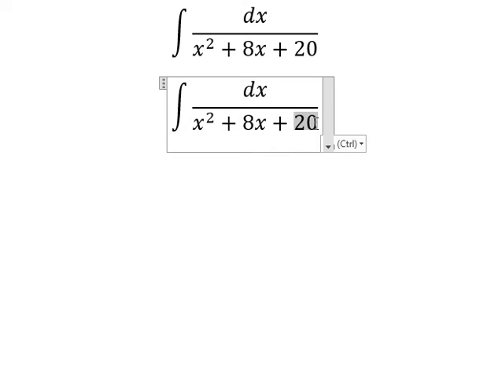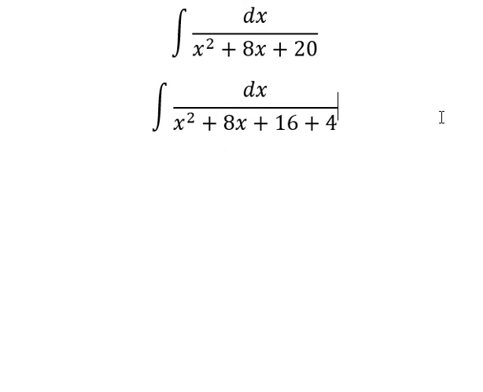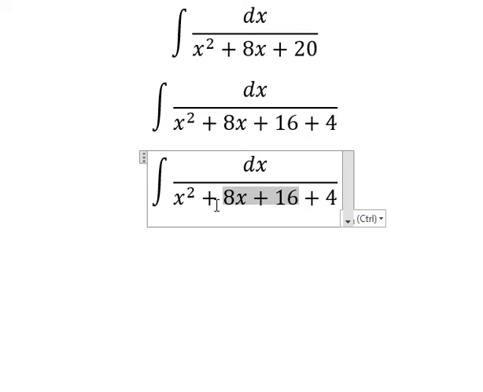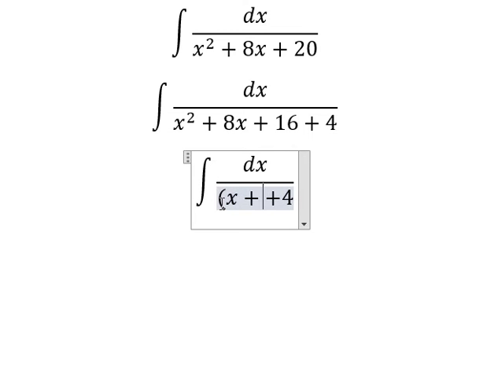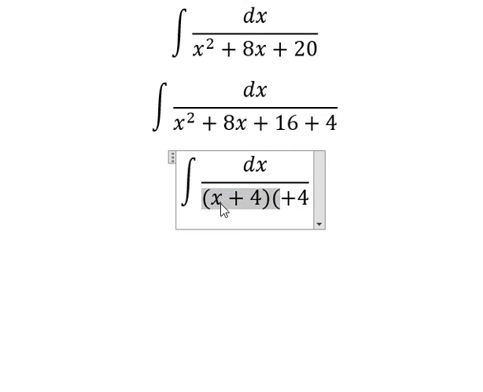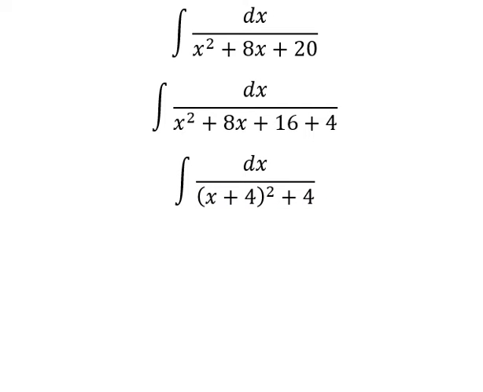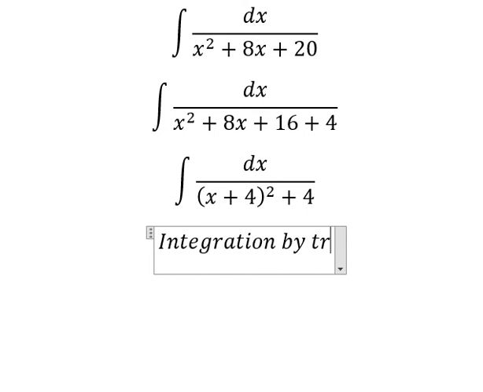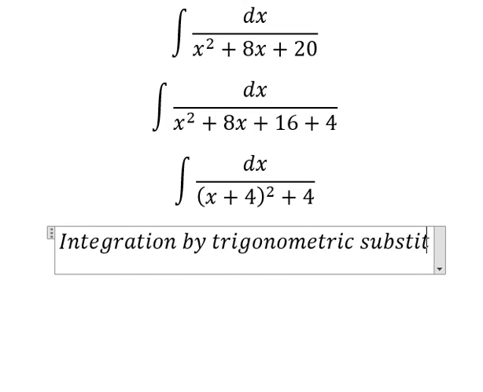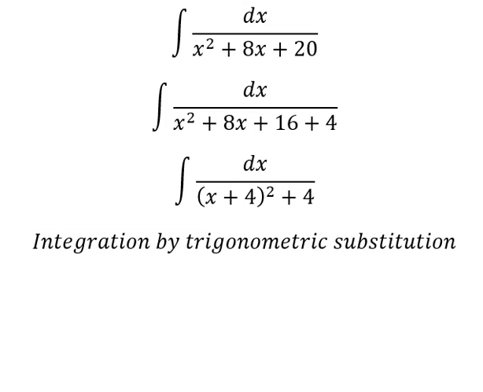About number 20, I can put into 16 plus 4. So if we look carefully about this one in here, this is about identity, and you got about s plus 4 to the power of 2. Now, we can use about integration by trigonometric substitution. So I will put about s plus 4 equal to 2 tan t.